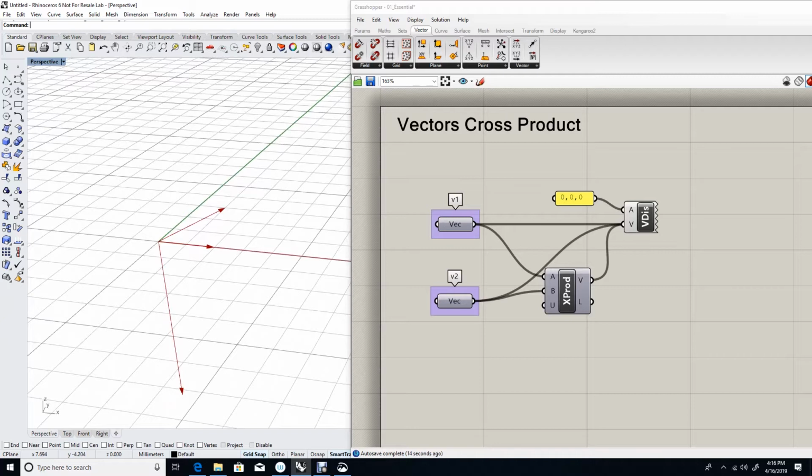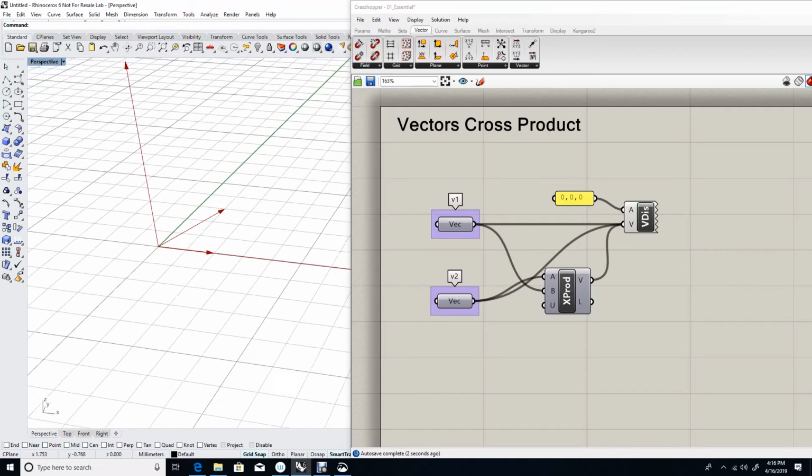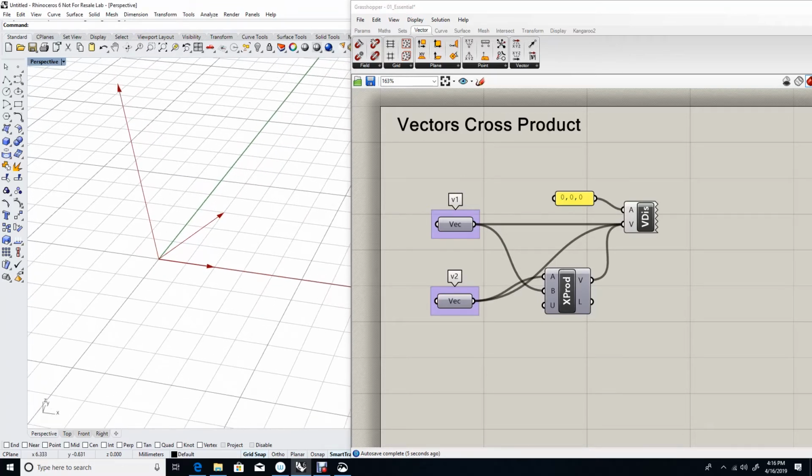Now if I change the order of operation, that is, input vector 1 to B and vector 2 to A, the resulting vector is the same length, which is 6, but it goes in the opposite direction. Because for two non-parallel vectors, there are two possible orthogonal vectors, and the cross product gives you both of those vectors.